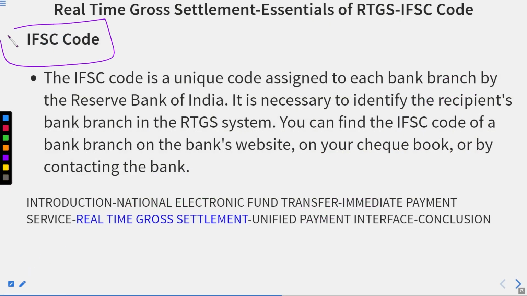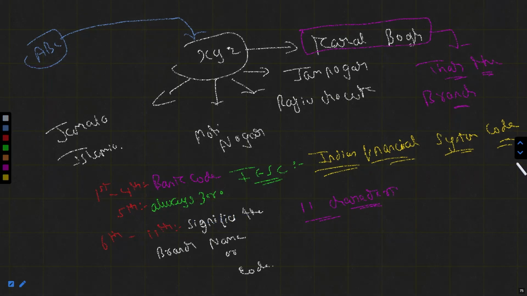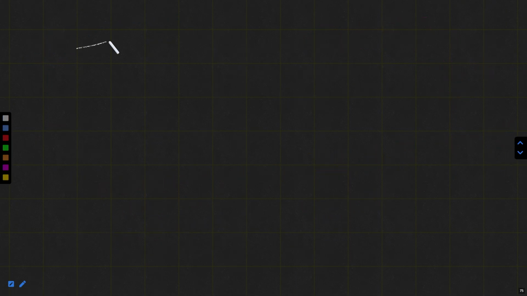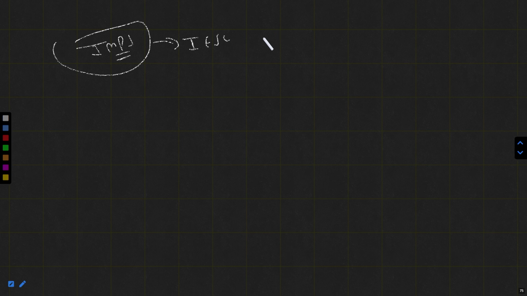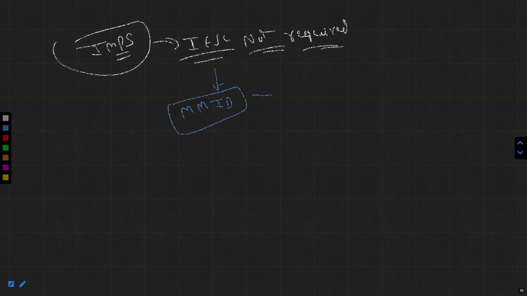Here is one thing which I will ask you. In the previous lecture, when we were talking about IMPS, we came to know that the IFSC is not required. So now the question is, if the IFSC is not required in IMPS, then in its replacement, what do we require? Let me give you the hint that the MMID number is required.